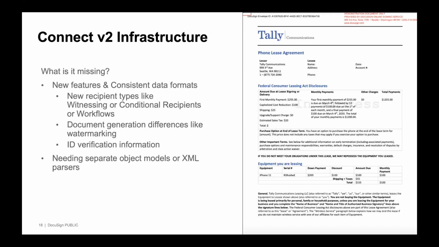So watermarking is a very popular one. So this is one where, if you have a voided envelope, you'll have the little watermark that says voided across it. And so that's something that has been relatively recent, which doesn't exist. So just using that as an example.